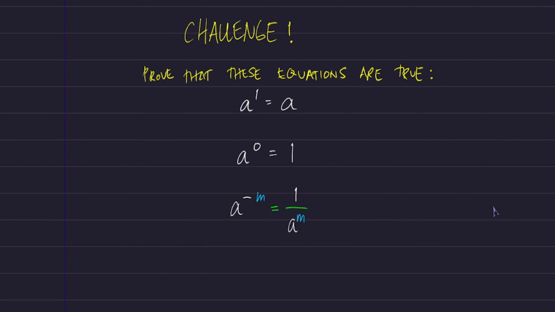Para sa ating challenge, prove that these equations are true. A raised to 1 equals a, a raised to 0 equals 1, and a raised to negative m equals 1 over a raised to m. Ito ay madidiscuss sa next videos natin tungkol sa laws of exponents.